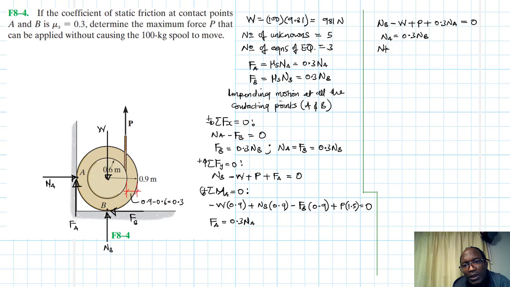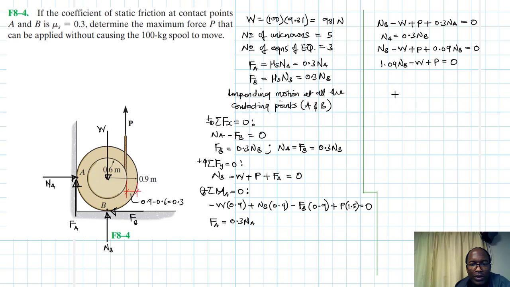So this becomes NB minus W plus P, plus, of course, we replace there, 0.09 NB equal to 0. So if we add this, it becomes 1.09 NB minus W plus P equal to 0. So we have one equation. Let's work out the other one there.